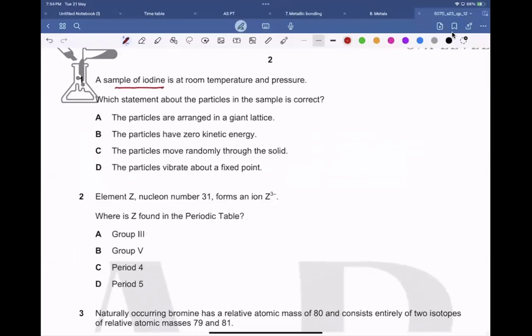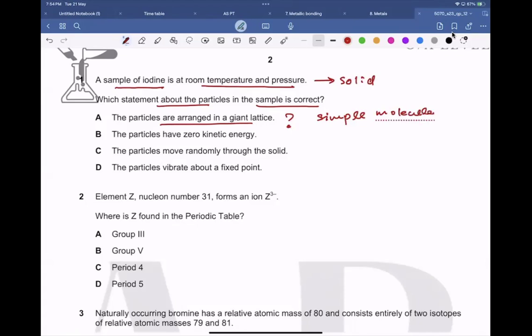A sample of iodine is at room temperature and pressure. Which statement about the particles in the sample is correct? Okay, we know that iodine at room temperature and pressure is going to be solid. So the particles are arranged in a giant lattice. No, we know that iodine is a simple molecular substance, right? Yeah, good, Amal and Zainab.